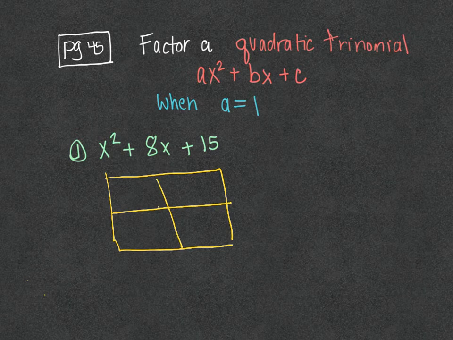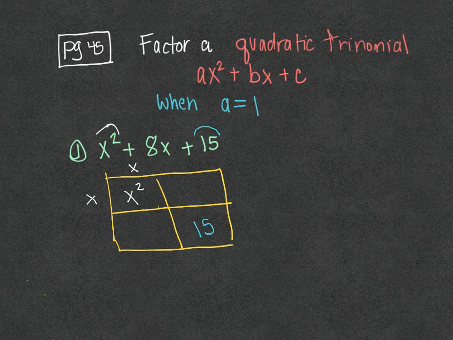Now, what I'm going to do is put this first term, x squared, in the upper left box. And then I'm going to take this last term, 15, and put it in the bottom right box. I'm going to have to think about that 8x, but for a moment I'm going to start with the x squared. And x squared, when I go to factor it, can only be the product of x times x.